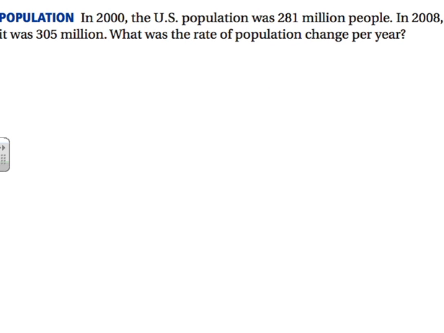Okay, next, I have a population of 281 million people in the year 2000. By 2008, there were 305 million people. What was the rate of population change per year? So I want to know how many people it increased by each year. Okay, from 2000 to 2008, that was 8 years.